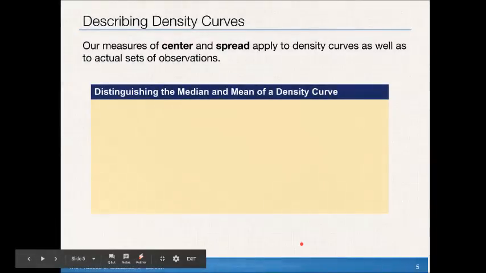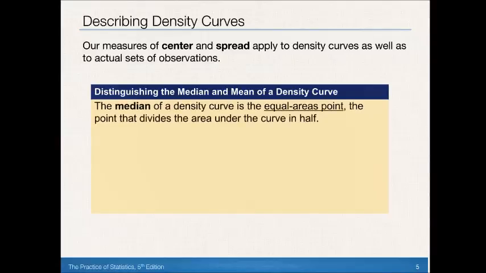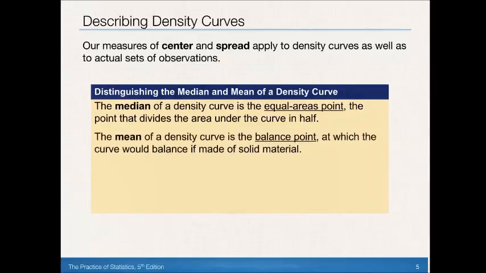All right, so when we describe density curves, we're going to use the center and the spread, applying them to the density curves as well as the actual observations. The median of a density curve is the point at which we have an equal area on both sides. Not always does it end up to be a perfect curve, but it most likely does, as we'll look at some examples out of the book. The mean of a density curve is a balance point. So look at the top of page 107, if you will.